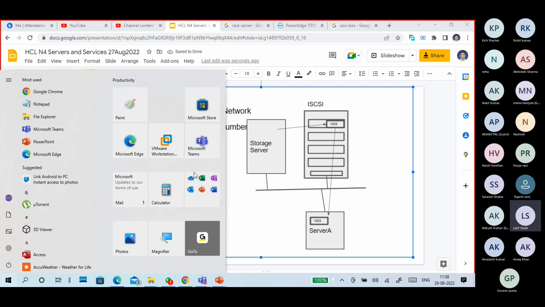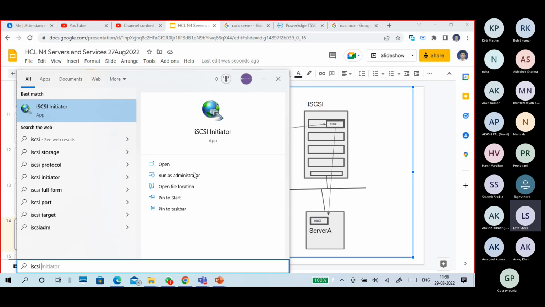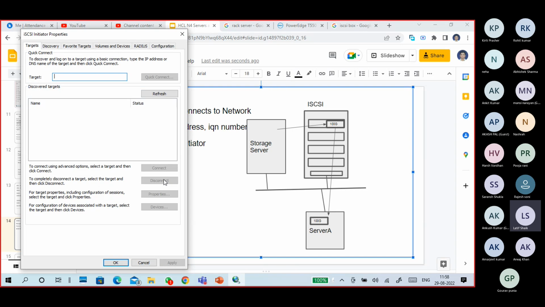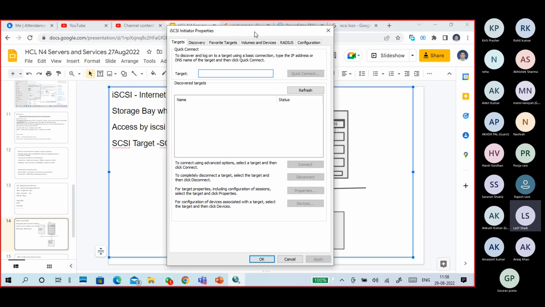This is the initiator, guys. In Windows 8 and Windows 10, even a normal desktop has an iSCSI initiator. The initiator is the client. This is the target. So I want to connect it to my server by IP address or IQN number or DNS name, target name. So I will connect it. This is the iSCSI initiator.